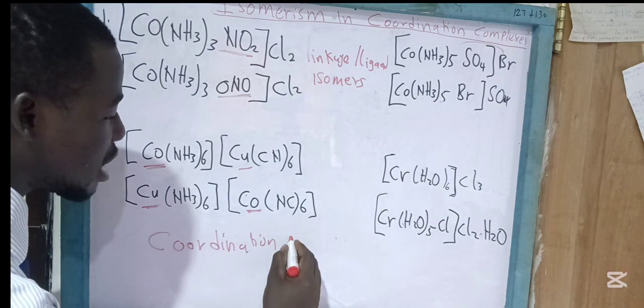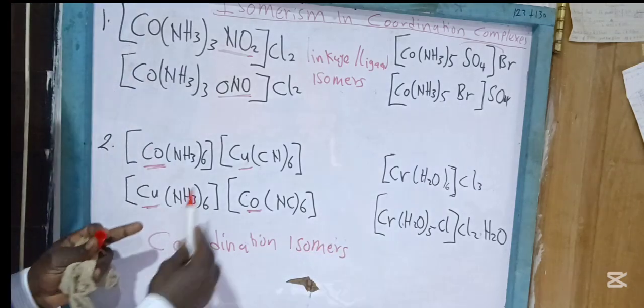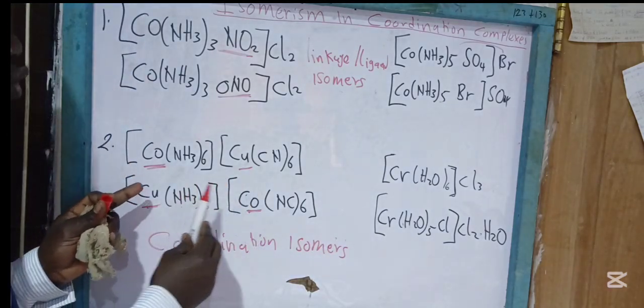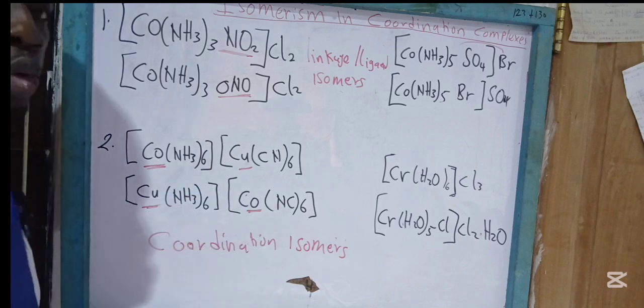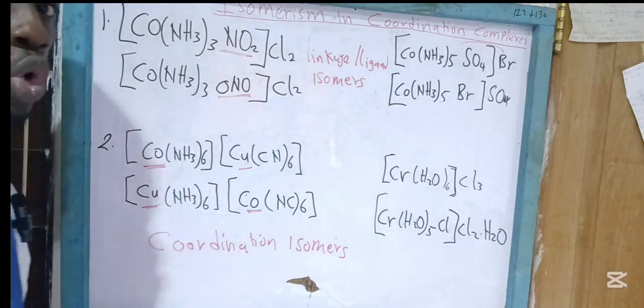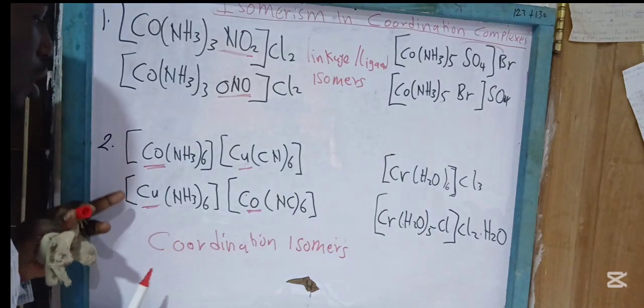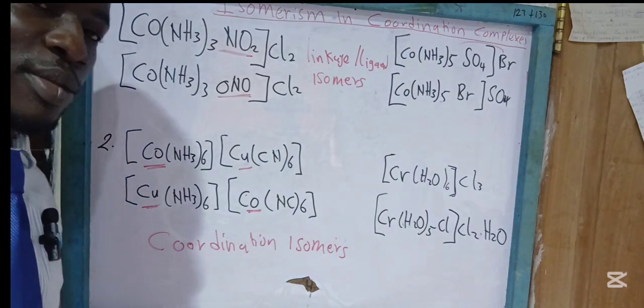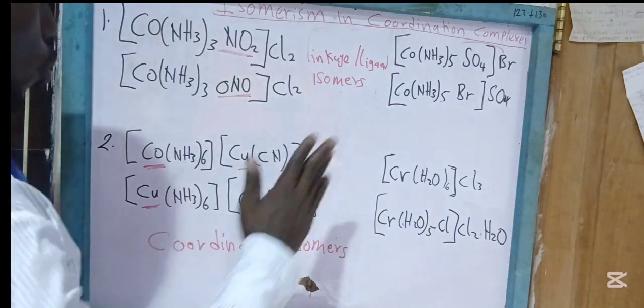indicating that these are coordination isomers. So anytime you see the two different metal atoms in a double complex exchanging their positions with ligands, you should know that the pair of complexes are exhibiting coordination isomerism. So we are done with this.